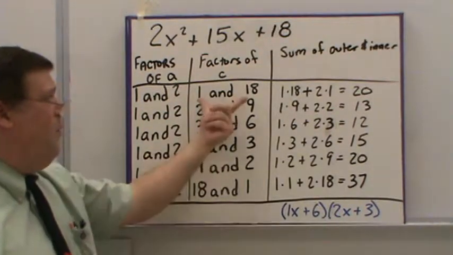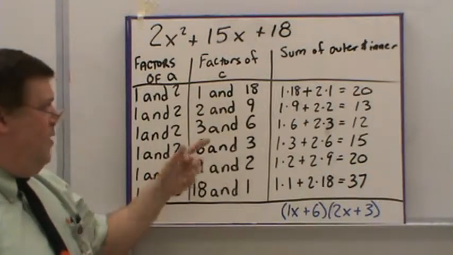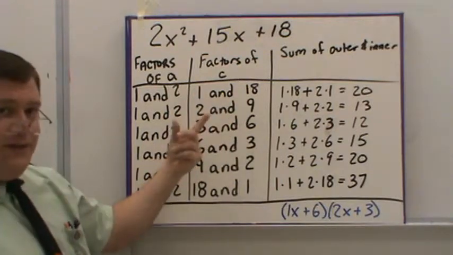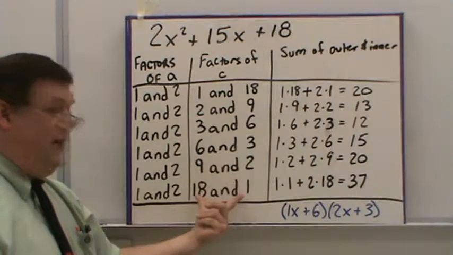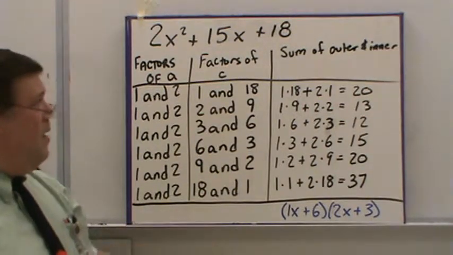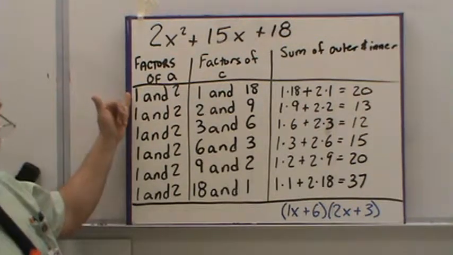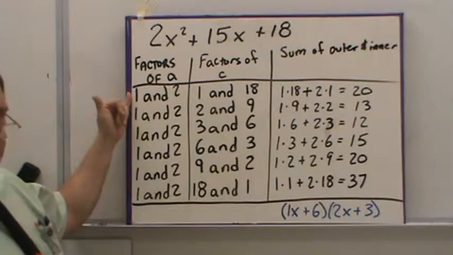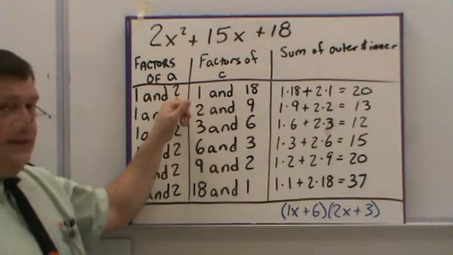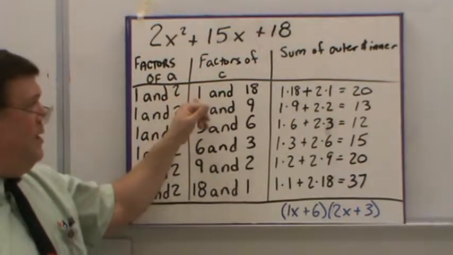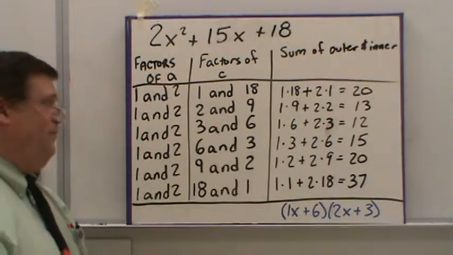18 has factors 1 and 18, 2 and 9, 3 and 6. Now, since position is important here, I could switch these around and end up with 6 and 3, 9 and 2, 18 and 1. The way I've set this up, this is the first coefficient of the first binomial, this is the first coefficient in the second binomial, and this would be the constant in the first binomial and the constant in the second binomial.